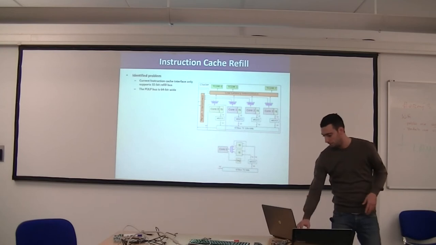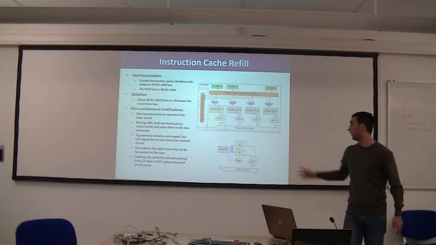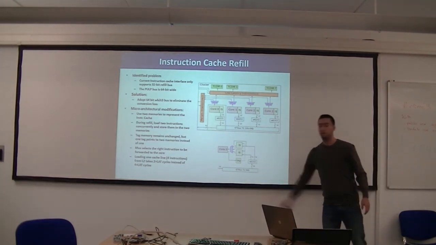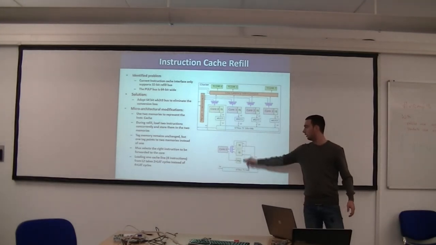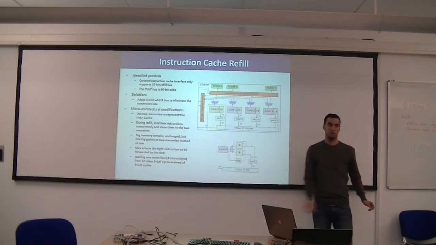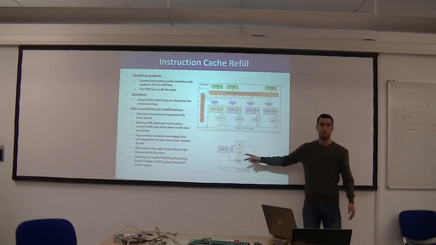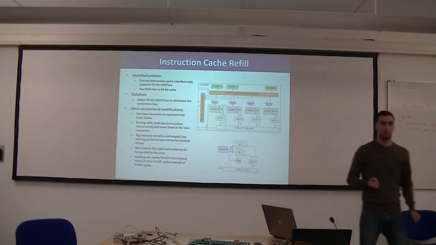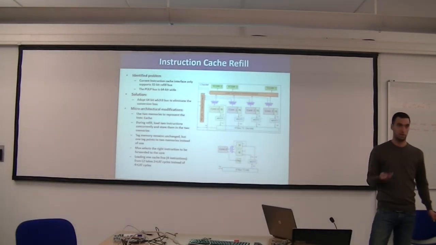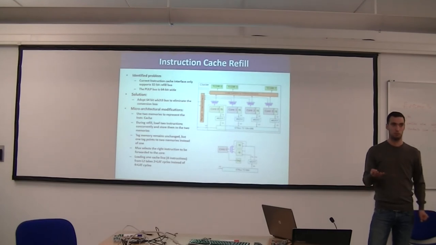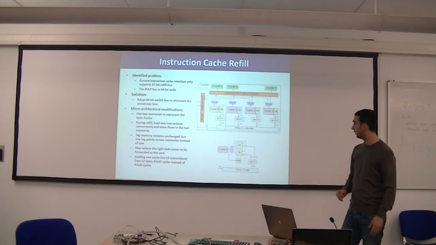Okay, finally, the problem with the instruction cache refill is really related to our architecture. The problem was that our bus is 64-bit wide, while the instruction cache refill path is only 32-bit, so we doubled the refill path, and now, in case of a cache line of 4 words, instead of 4 cycles plus latency, it only takes 2 cycles plus the latency of the interconnect.